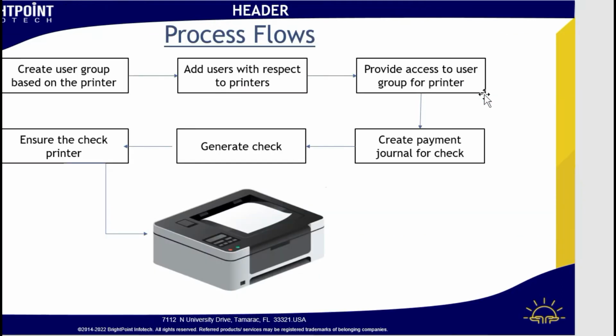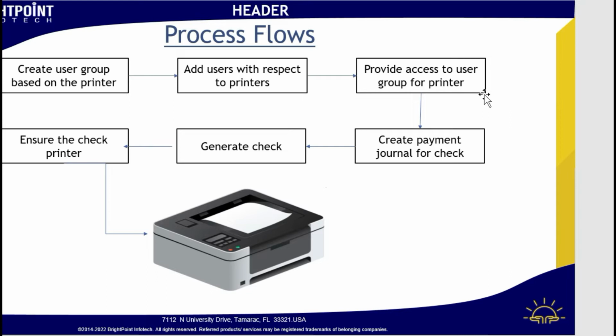Allow us to take you through the process flow of this. You start from creating a user group based on the printer. Then you add the user in respect to the printer. Then you provide access to the user group's printer. You create the payment from Finance and Operations. You generate it, ensure the printer is checked, and then you print.